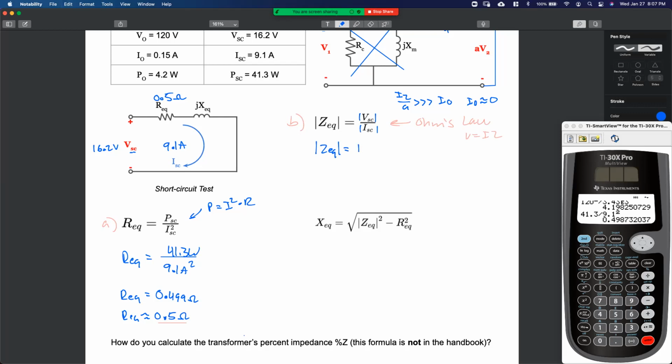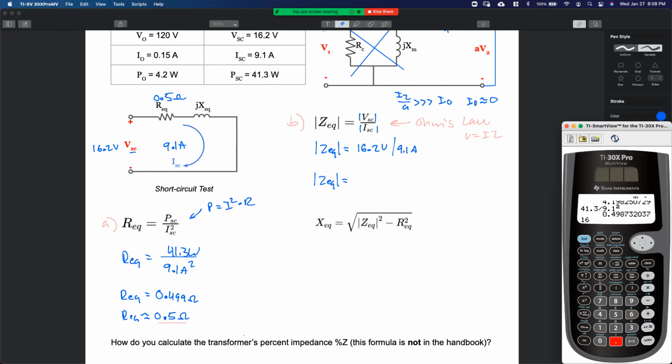So what do we get for the impedance magnitude? Let's see, 16.2 volts divided by 9.1 amps. What do you guys get for ZEQ? Let's see, in my calculator, 16.2 volts divided by 9.1 amps. Does everyone get, what is that? We'll say 1.78 ohms, 1.78 ohms.